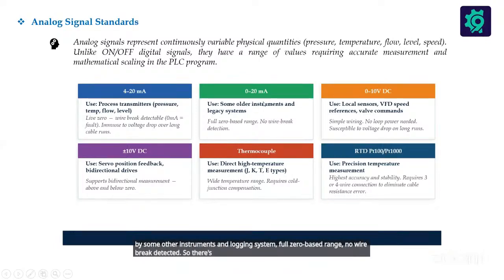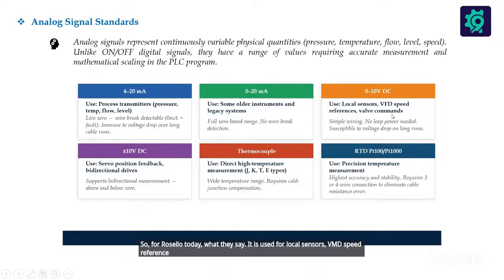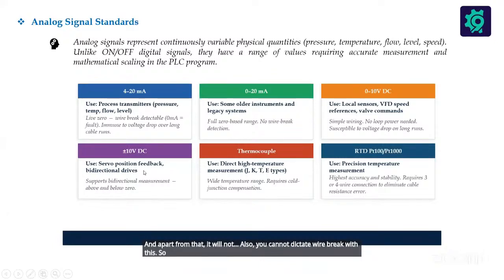So there's no wire break detection on this as well. But for 0 to 10 volt DC, it is used for local sensors, VFD speed reference, valve commands, simple wiring, no loop power needed, susceptible to voltage drop on long runs. Also, you cannot detect wire break with this. For plus or minus 10 volt DC, use servo position feedback and bidirectional drives, supporting bidirectional measurement above and below 0.